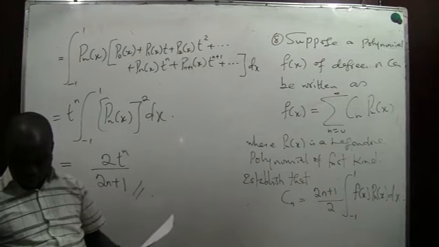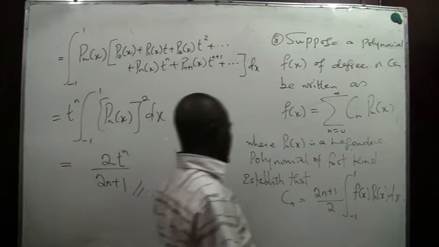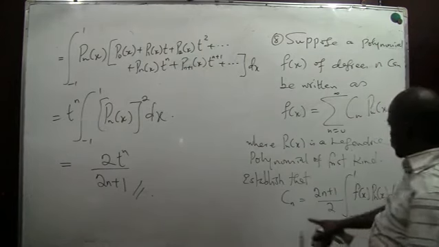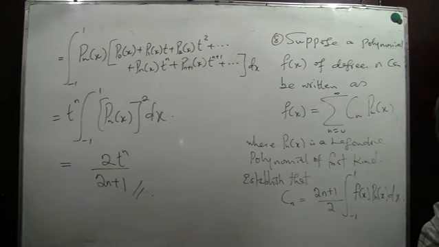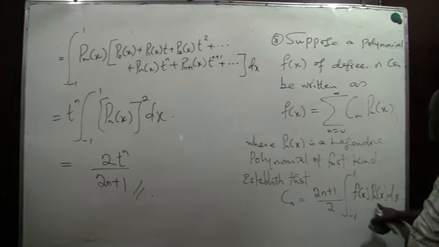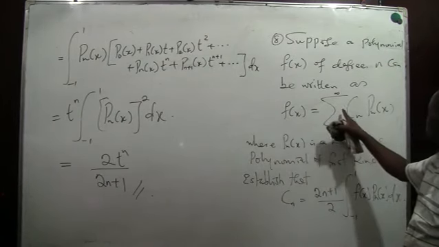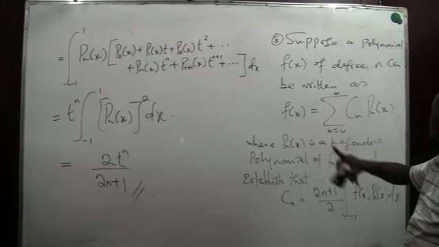So let's look at that. Let me see. Cn is what we have to get, and f of x Pn of x. Okay, we multiply this one by Pn. Then okay.